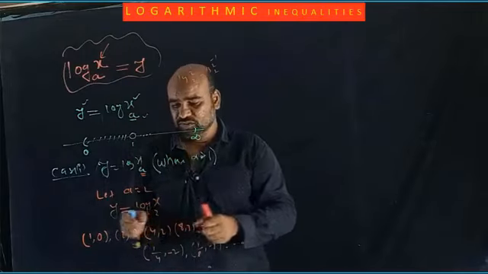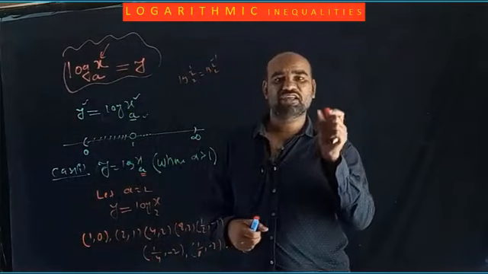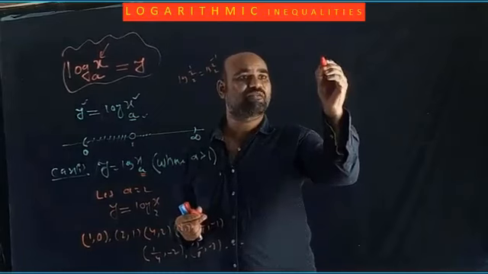Okay, now every solution is an ordered pair. Already you know that every ordered pair gives a dot on the coordinate plane. So this is the coordinate plane.